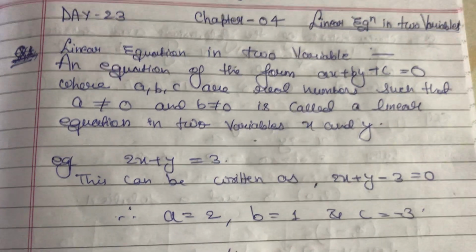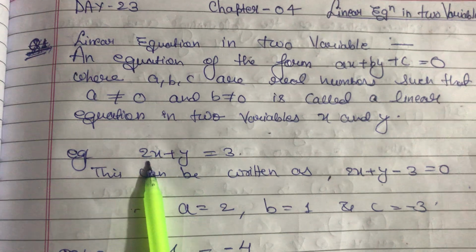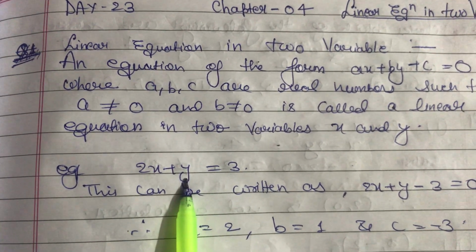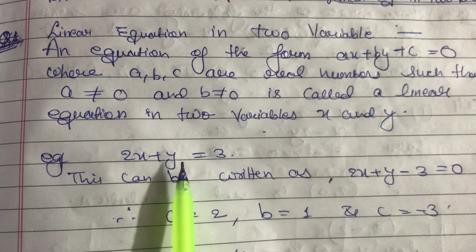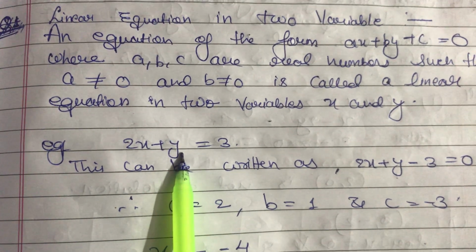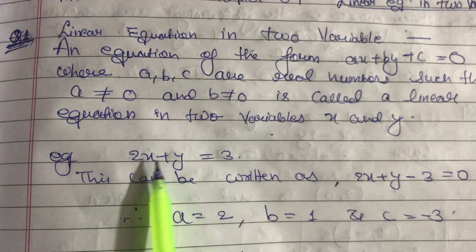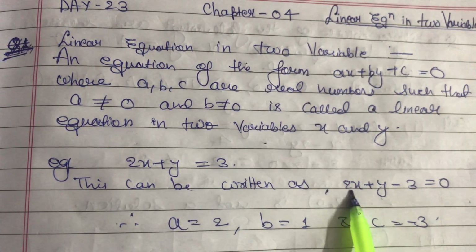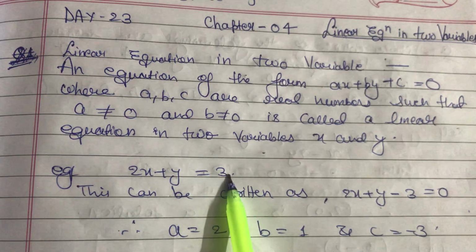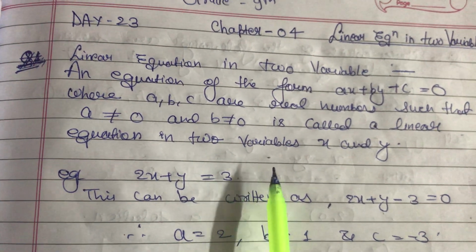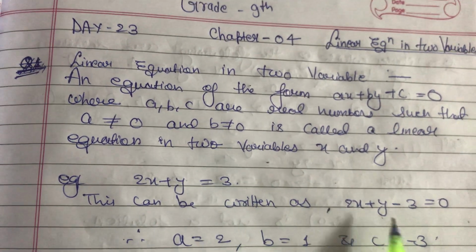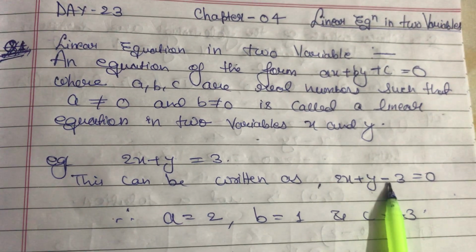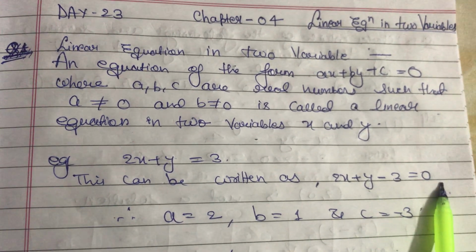For example, if I say that 2x plus y equals to 3, then what are the variables over here? x and y are the variables, right? And this I can write in standard form: 2x plus y, if I shift this 3 from RHS to LHS, then it will become minus 3. Then I can write 2x plus y minus 3 equals to 0, right?